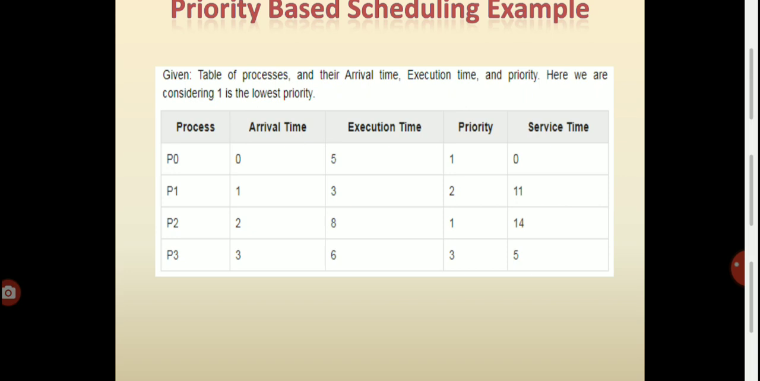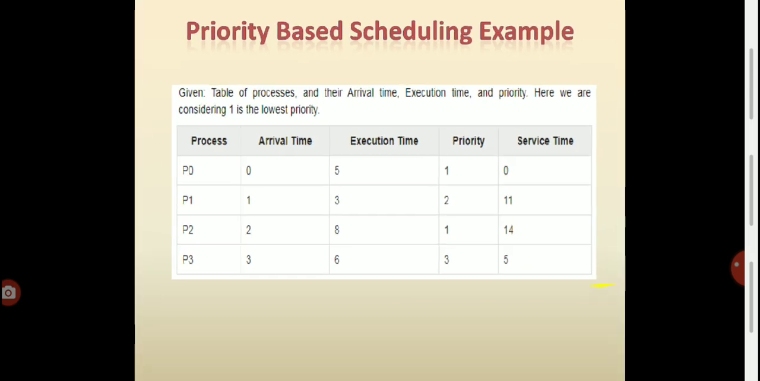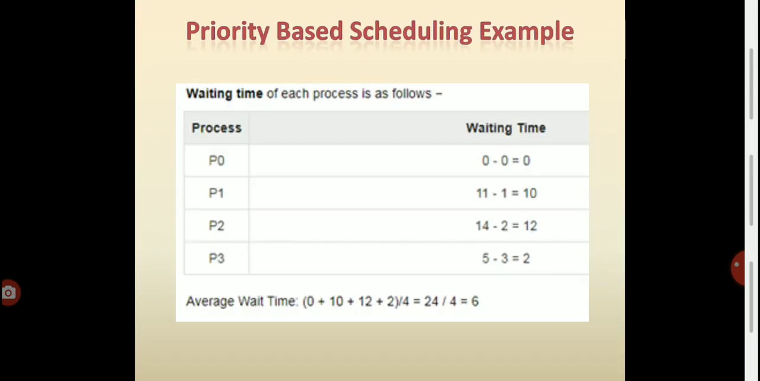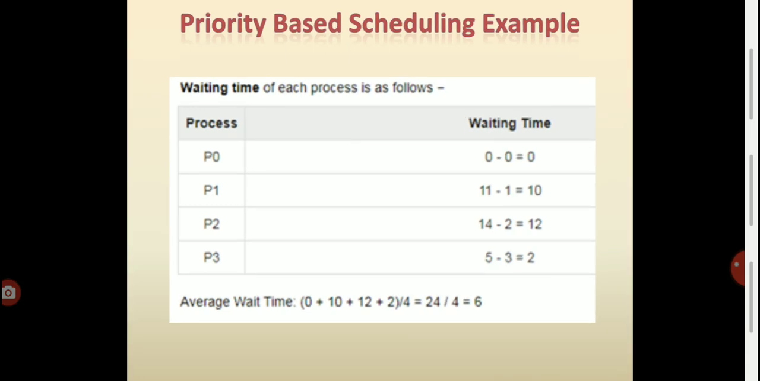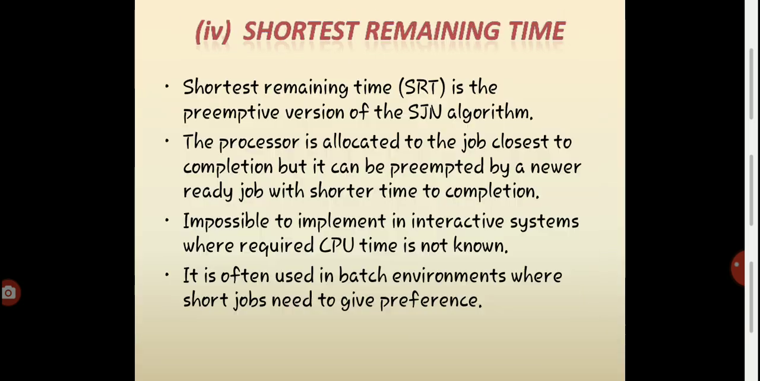The execution times of P0 and P3, 5 plus 6, so the service time of P1 is 11. After P1, P2 will be taken, which has the priority 1, so it is 14. Right? So the order of execution is P0, P3, P1 and P2. Depending on this example, we calculate the average waiting time. Here it is 6, the same way: service time minus arrival time, divided by 4.